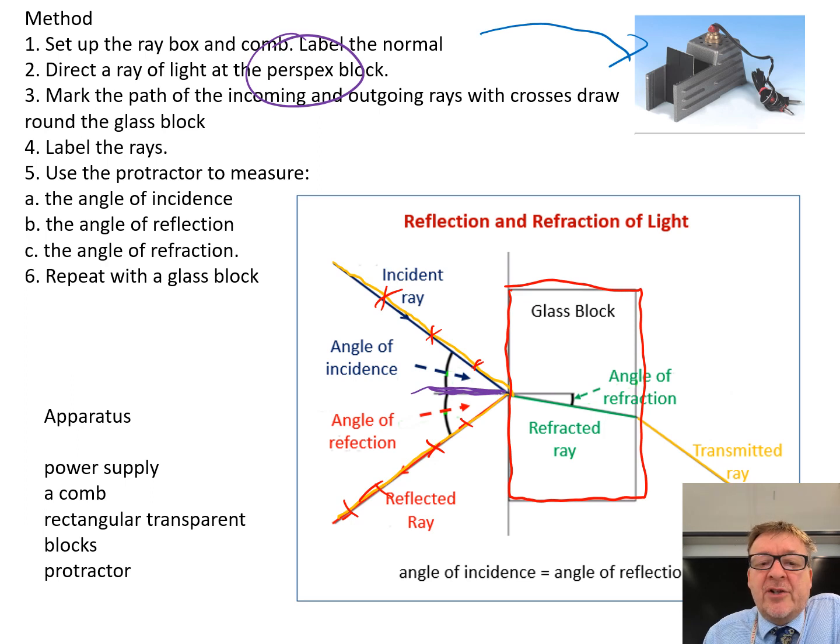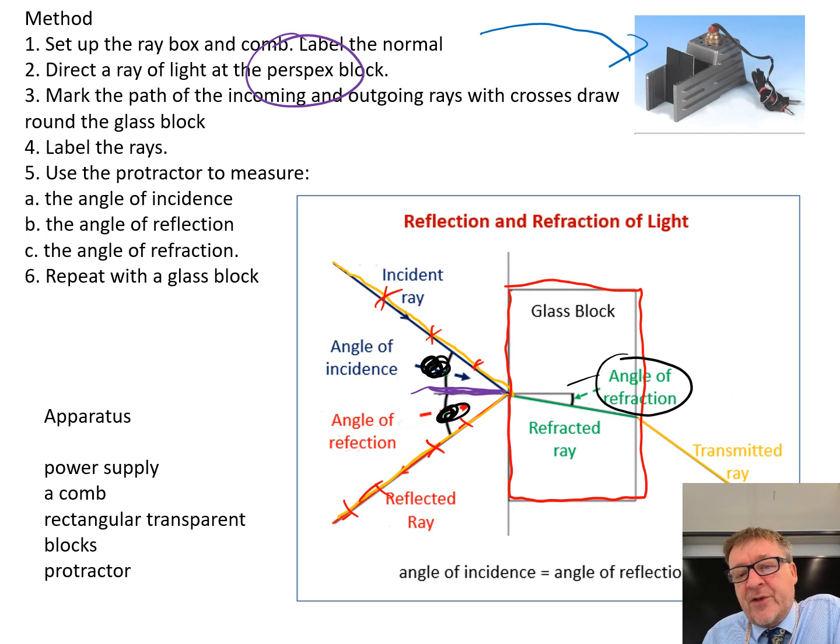Label the rays and use a protractor to measure 4 angles. Okay, so I'll just do those in black. Angle of incidence, which is this one here. Angle of reflection, which is this one here. And then the angle of refraction, which is this one here. Okay, so that is the normal and that's the angle of reflection. So there's 3 angles that you've then got to measure.